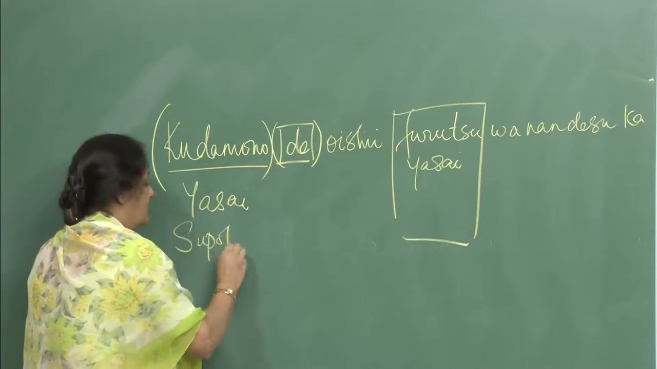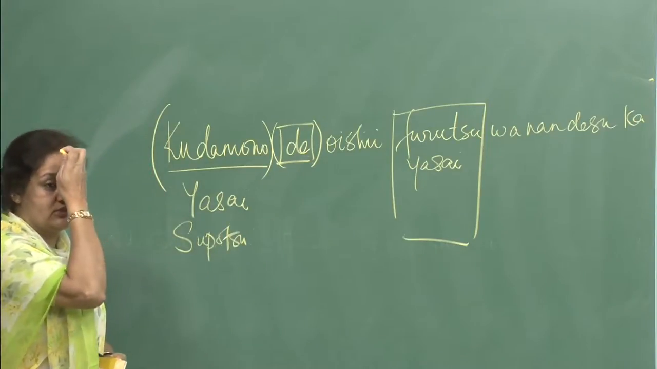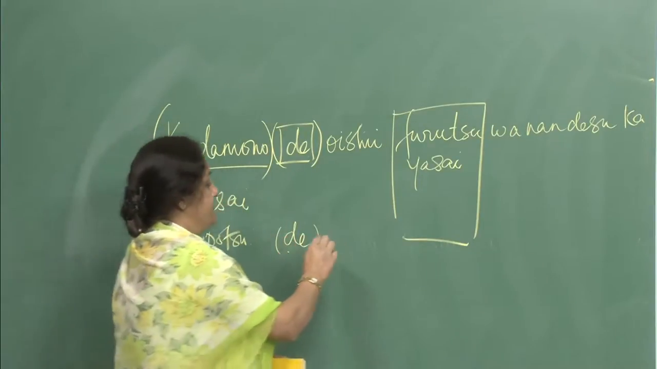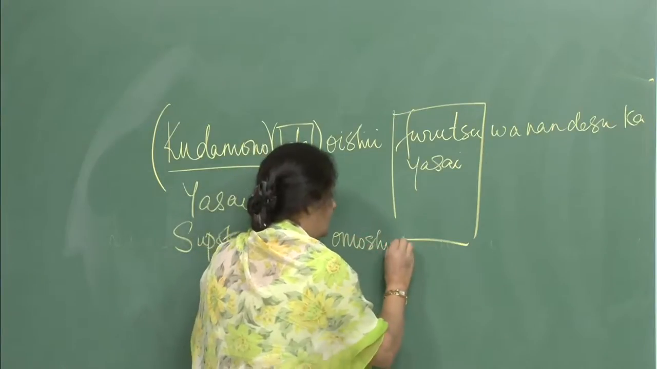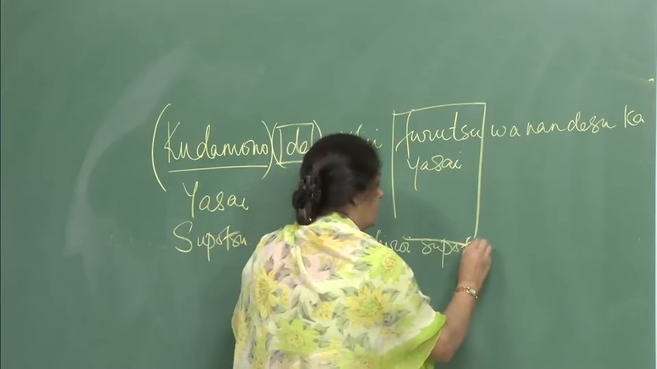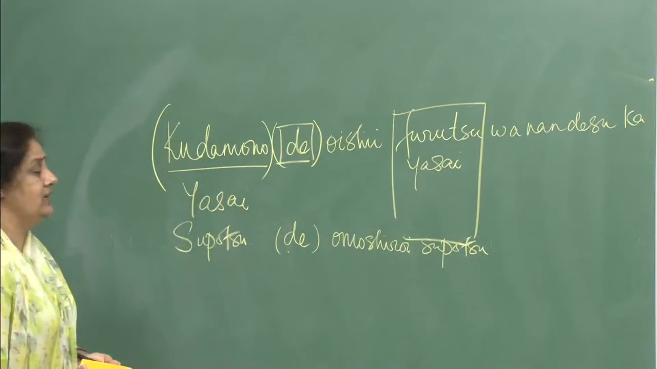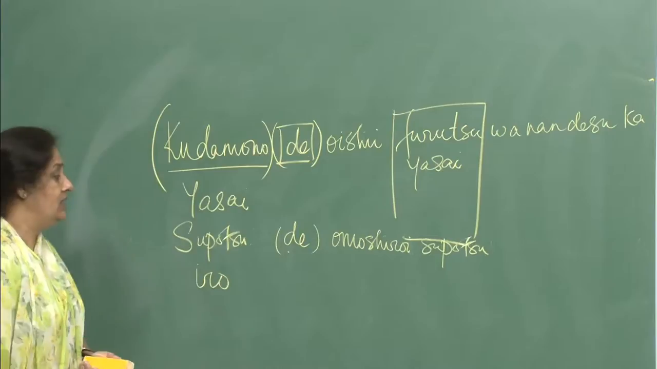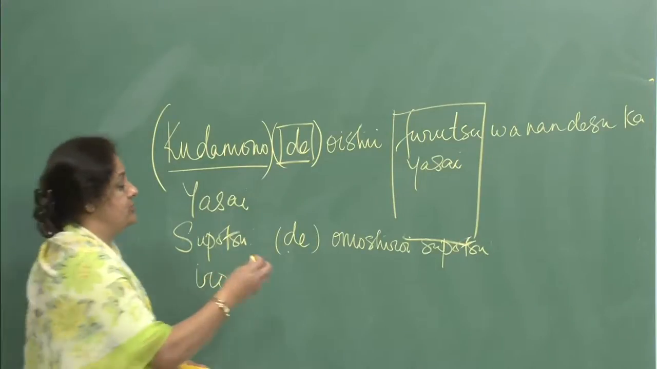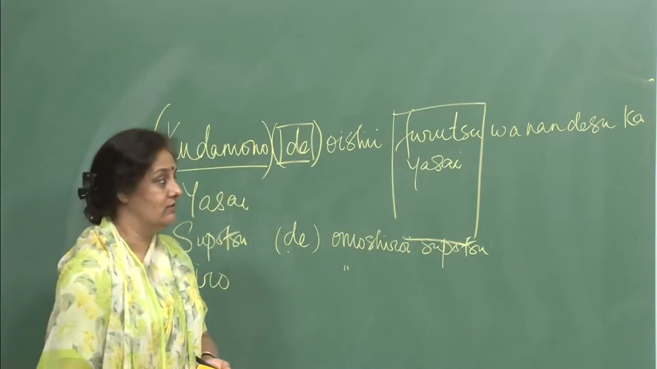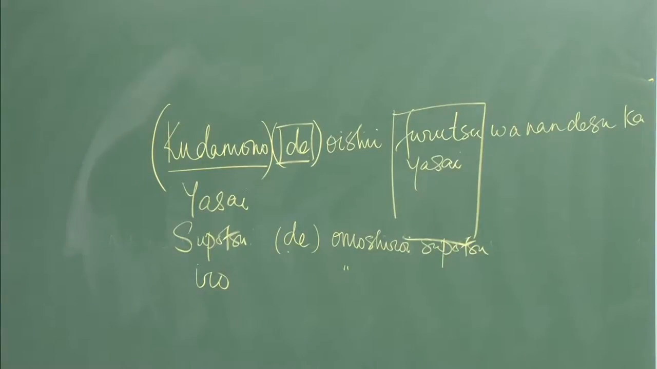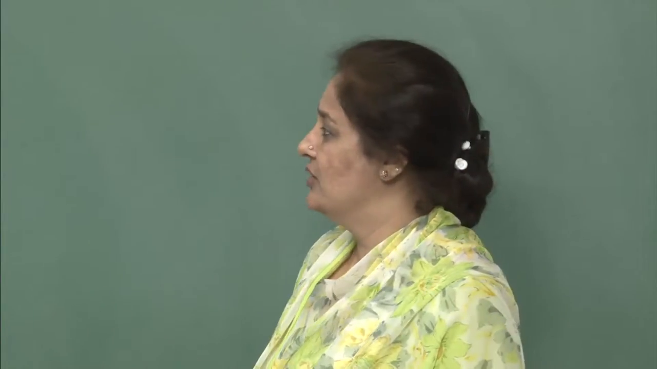Sports de. Sports is sports. Sports no naka de. Sports de. Within sports. Omoshiroi sports wa nan desu ka? So, iro no naka de. You can also use iro. You have done iro. Iro no naka de. Omoshiroi iro or suki na iro wa nan desu ka? So, you can use any of these within a certain group. What is good or what is bad, what you find interesting, what you like, you can use it in this manner.